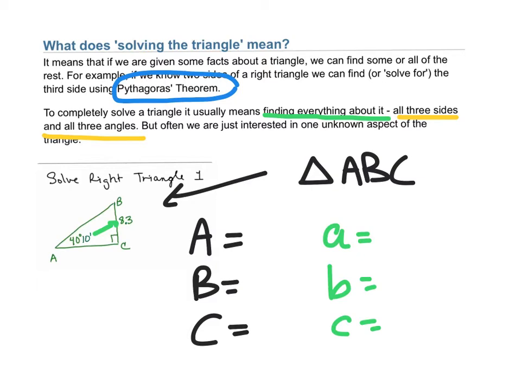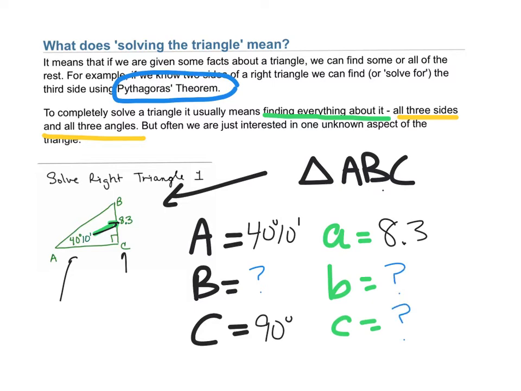And in this problem, it looks like they tell you a couple of things. You're told that angle C is 90 degrees. So I know that angle. You're told angle A, so big A is 40 degrees 10 minutes. And they're telling you the side opposite angle A, so little a, is 8.3. So your job in this question is to try to figure out angle B and side C.